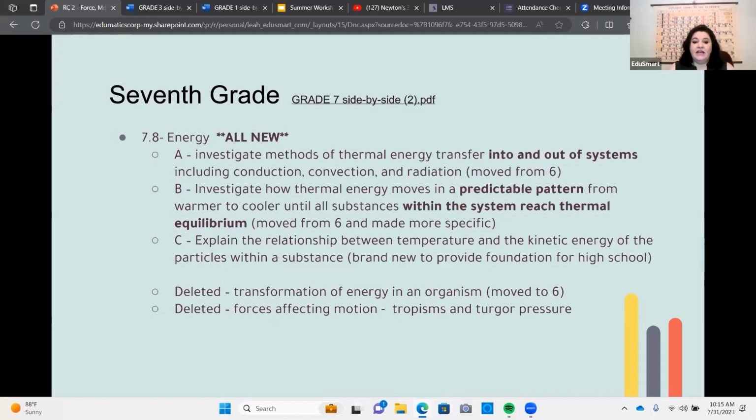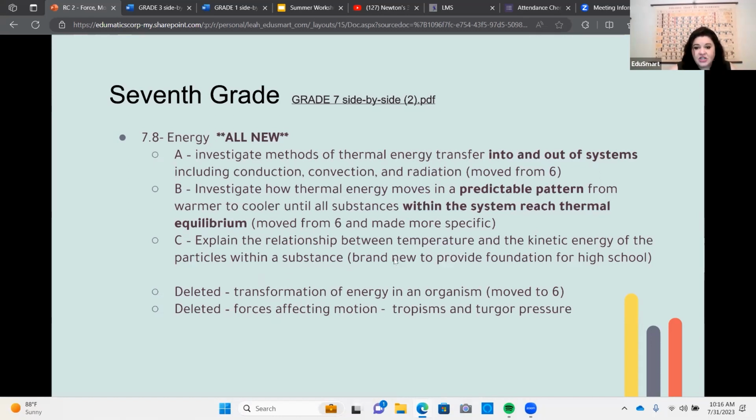All you really need to do is focus on how that is a system. And then B kind of goes with that. Investigate how thermal energy moves in a predictable pattern from warmer to cooler until all substances within the system reach thermal equilibrium. They've thrown in that term thermal equilibrium. That's new, but it builds toward high school. But really it's just, heat moves from warmer to cooler until everything is the same temperature. So the concept's not hard. The vocabulary may be a little harder.